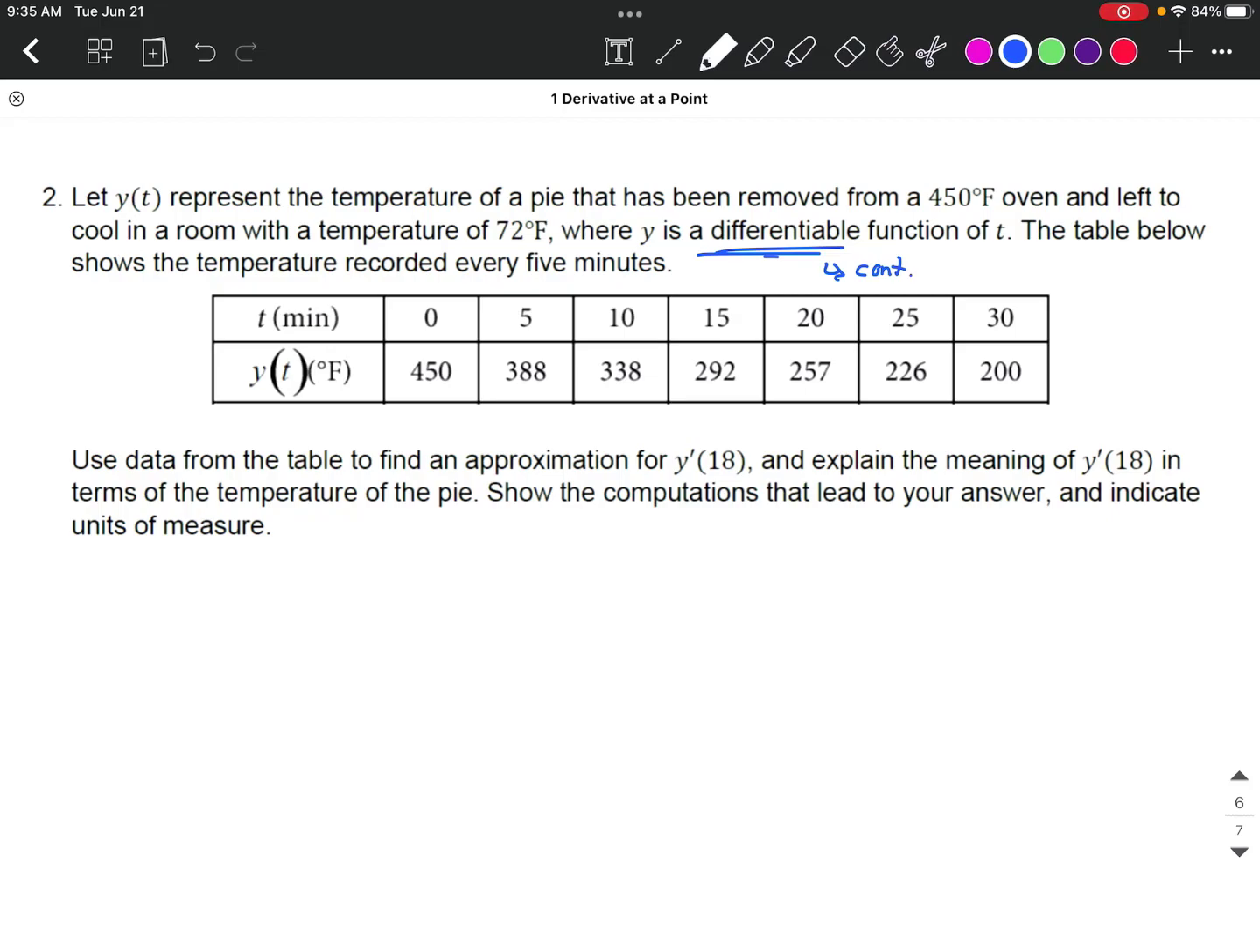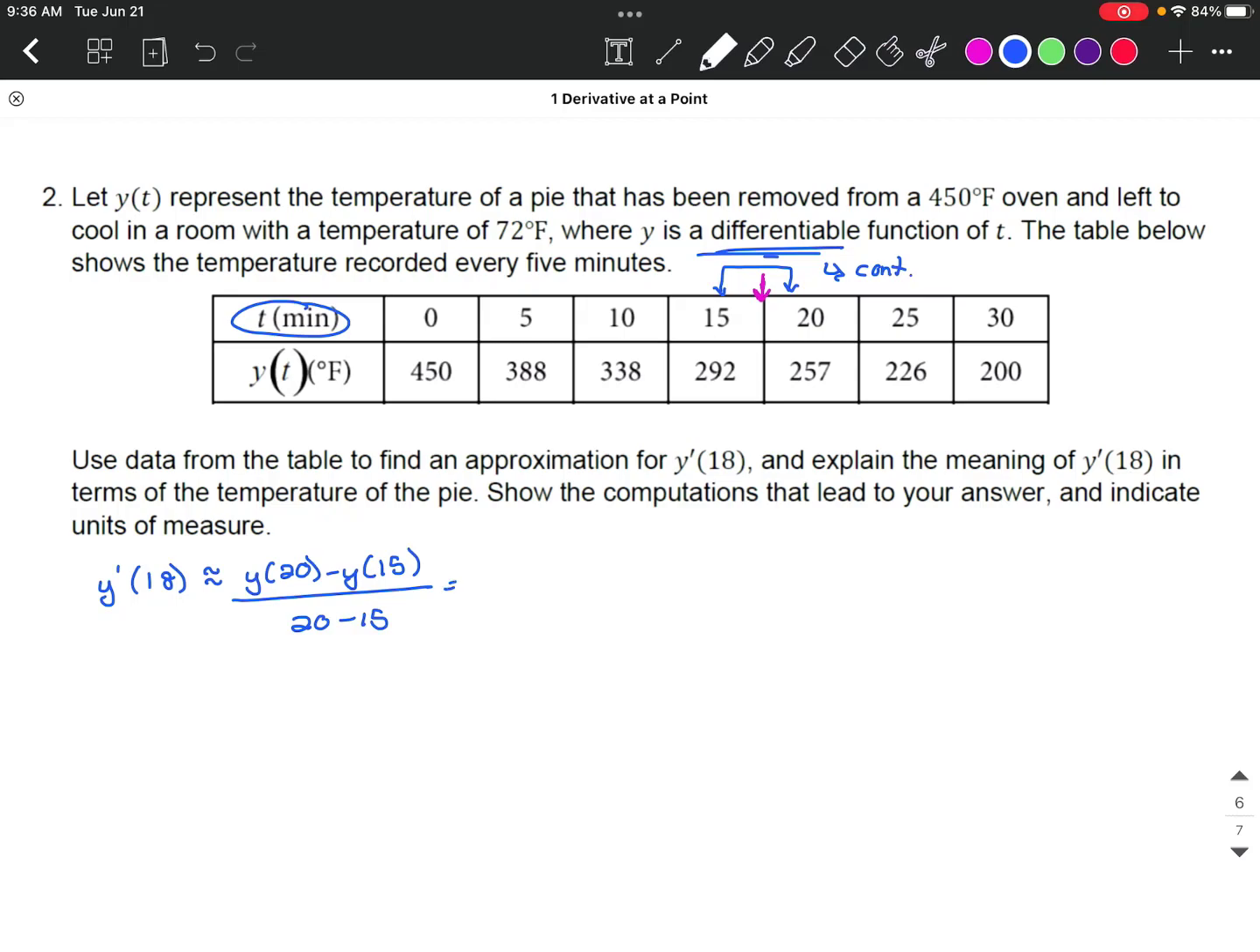The problem is, if you look at the time, 18 is not in this table, but 18 is somewhere between 15 and 20. So the best we can do is an average rate of change around 18. So to approximate the derivative at 18, notice it's not equal, it's approximate, we're going to do an average rate of change from 15 to 20. So y of 20 minus y of 15 over 20 minus 15.